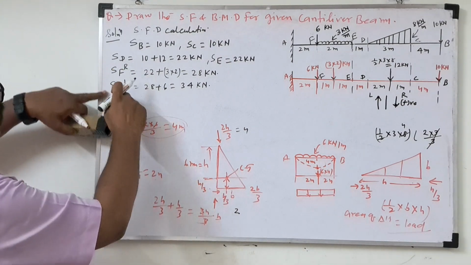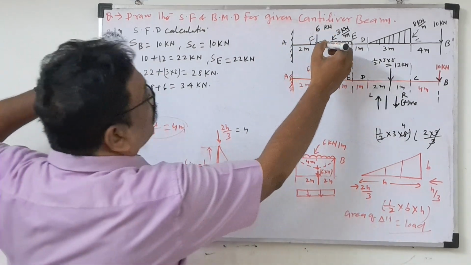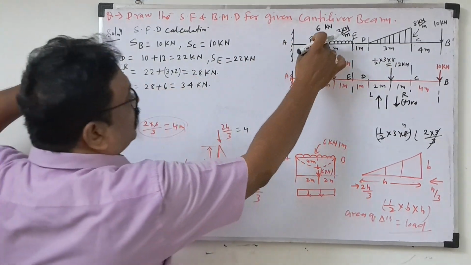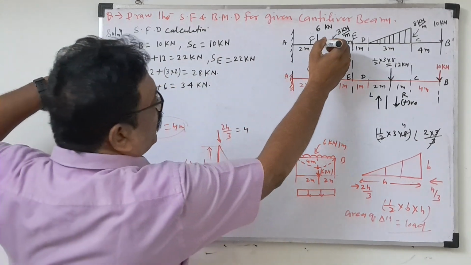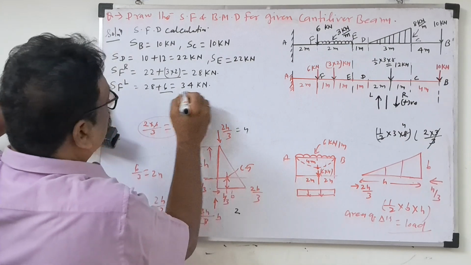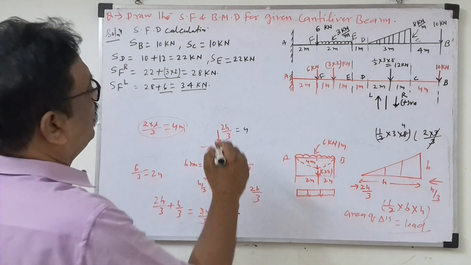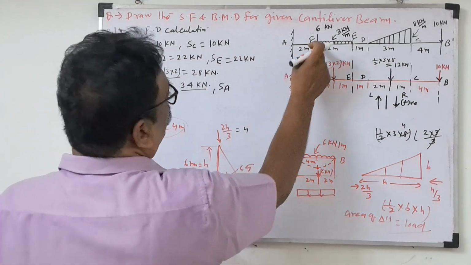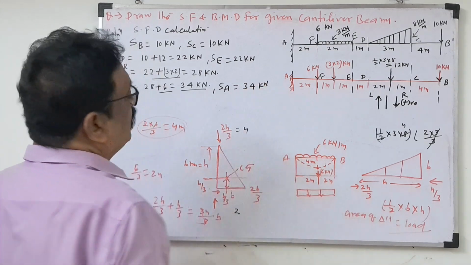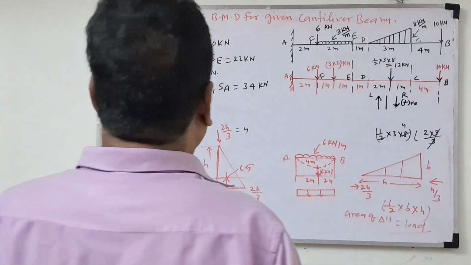So why are we taking R and L? Suppose UDL and point load are at the same point, acting at point F exactly. How will you calculate? For R, just before this point, we consider only the UDL. But for L, I consider the point load also. So this is the concept between R and L. Now SA. No load between A and F, so the same shear force will come, 34 kilonewton. So 34 kilonewton, this will be the final shear force value.